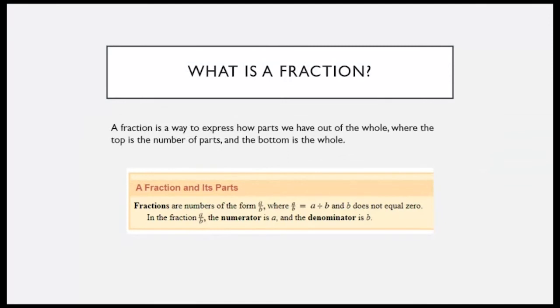So just as a review, a fraction is a way to express how many parts we have out of the whole. The top is how many parts you have, and the bottom is how many parts make up the whole. So that's essentially what a fraction means. And we write it as A over B with that horizontal bar. And that actually also means division. So that's something that some people miss, that a fraction is also indicating division.